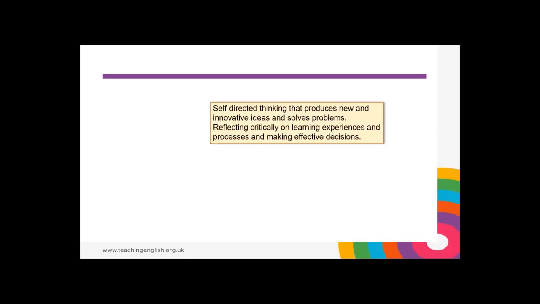What is it? Which skill is it? This definition is for a skill. I'll give you the first one. It's talking about critical thinking and problem solving. If I have critical thinking and problem solving, it means self-directed thinking, talking about thinking that produces new and innovative ideas and solving problems. Okay, he gives us the keyword to solve the definition, or to solve the skill.